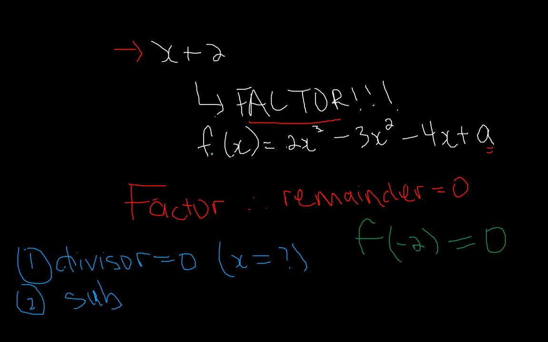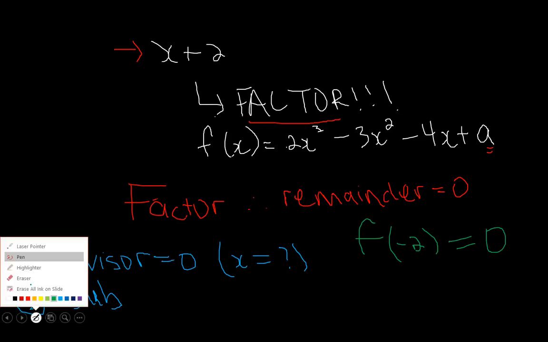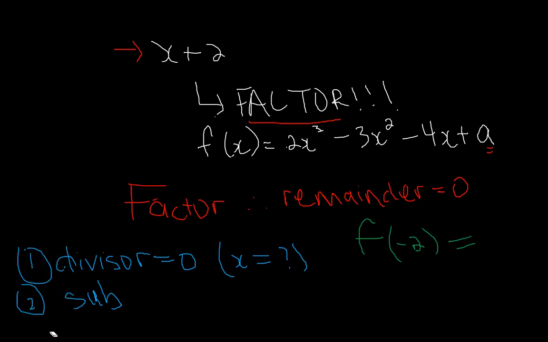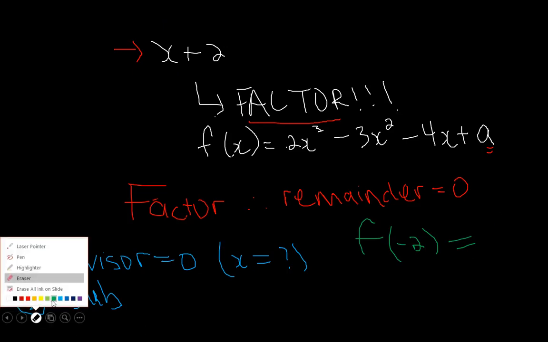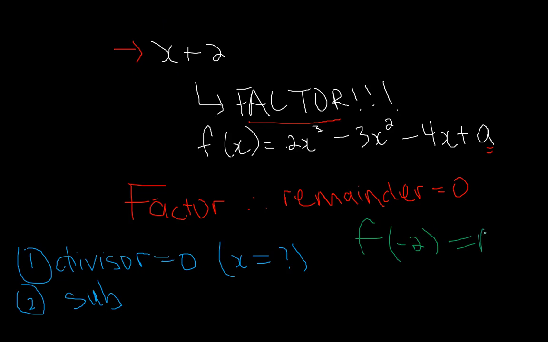Okay, sorry about that. According to them, x plus 2 is a factor, right? So if f of minus 2 is my remainder, and this is a factor, that means my remainder is going to give me 0. Why? Because this is a factor. If it's a factor, my remainder is 0. So knowing that, I can solve for my value of a.